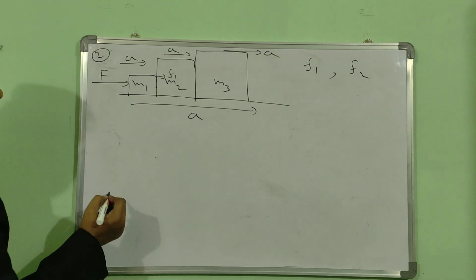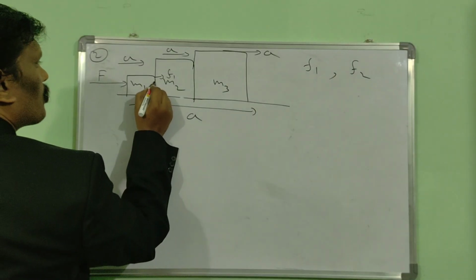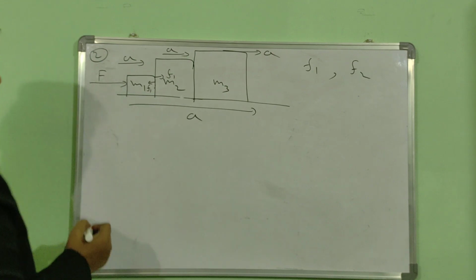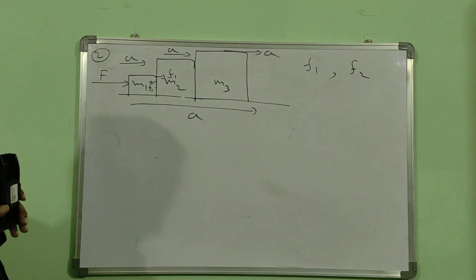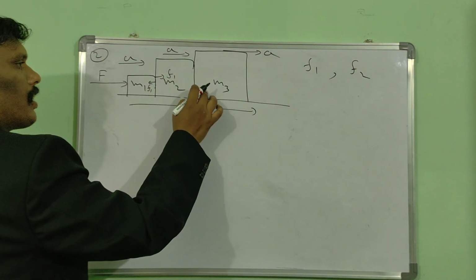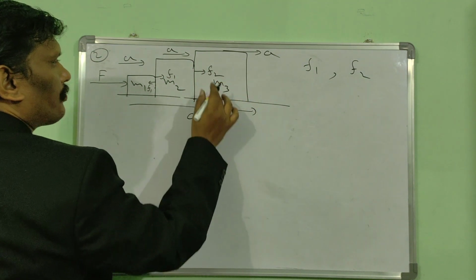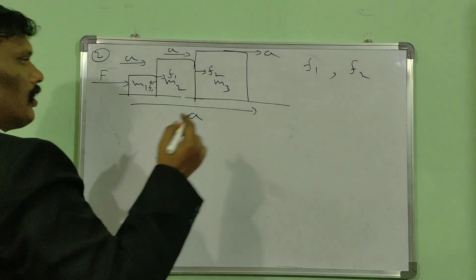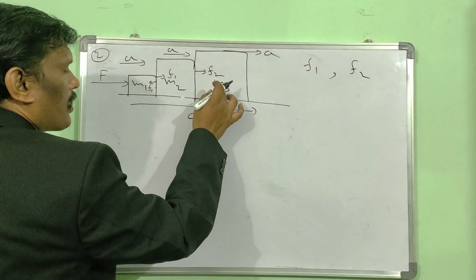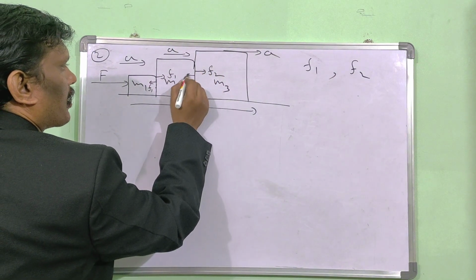According to Newton's third law, to every action there is an equal and opposite reaction. That's why M2 also applies the same contact force in the opposite direction on M1. So M1 also experiences the same contact force F1 but in the opposite direction. Similarly, at the second contact, M2 applies some contact force on M3. Then M3 experiences a contact force F2. At the same time, according to Newton's third law, M3 also applies an equal contact force on M2 in the opposite direction.